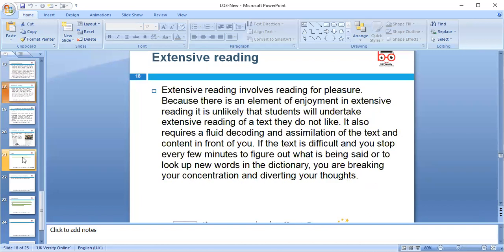Extensive reading can be reading for enjoyment, such as reading plays, and because of this, the elements allow you to enjoy extensive reading. It is unlikely that a student will undertake extensive reading of texts they don't like. It requires fluid decoding and assimilation of the contents in front of you. If the text is difficult, you stop everywhere.